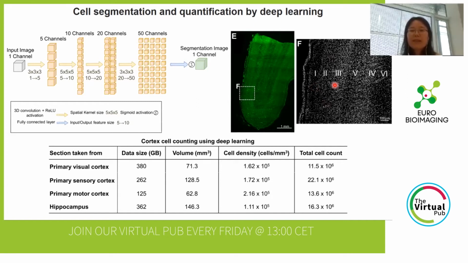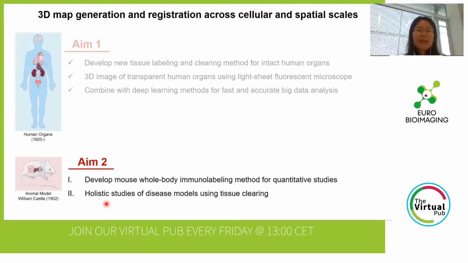So based on this deep learning neural network, we can detect, segment, and count millions of cells in different human brain regions in several hours. Here we show, for example, the primary visual cortex, primary somatosensory cortex, primary motor cortex, and the hippocampus. With this data, we achieved our main purpose related to human organs.